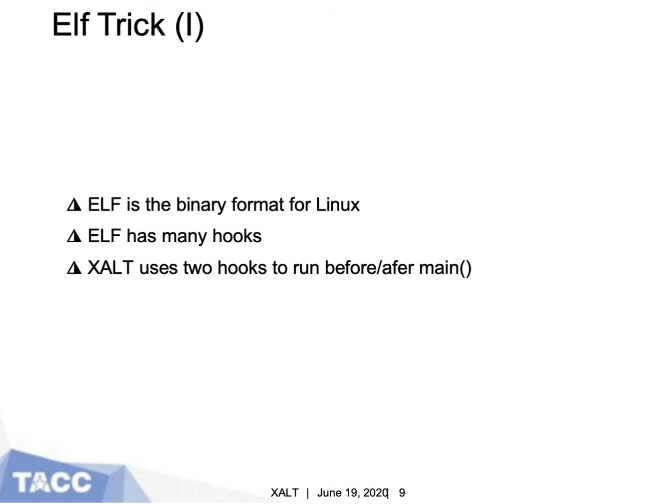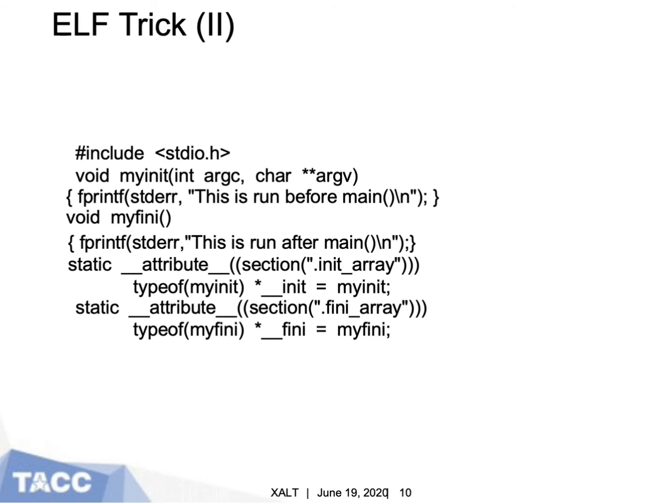So ELF is the binary format for Linux. ELF has many hooks. XALT is using 2 of those hooks to run before and after main. So this is the smallest prototype of what XALT does. The bottom 4 lines show that the myInit function is being registered with the init array, and the myFini function is being registered with the fini array.